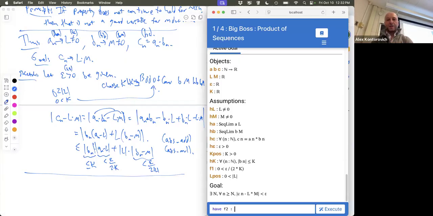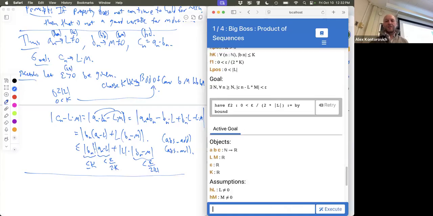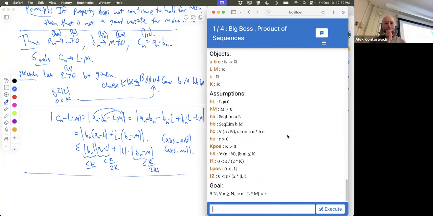Then let's record the fact that epsilon over 2 times absolute value of L is also positive, and bound will take care of that for us. Very good. And now we're ready to make n so large that both of these things happen. So we can specialize HA to this value of epsilon, and using this proof, that'll give us an existence of a capital N, or we can jump straight to choosing that capital N.